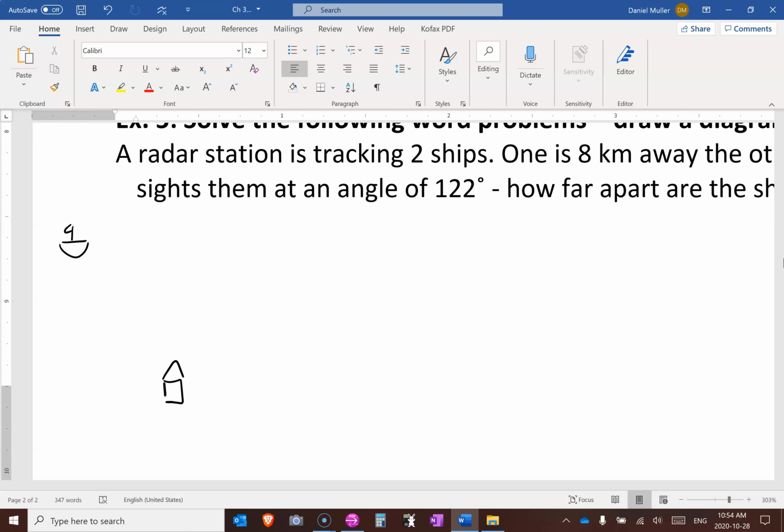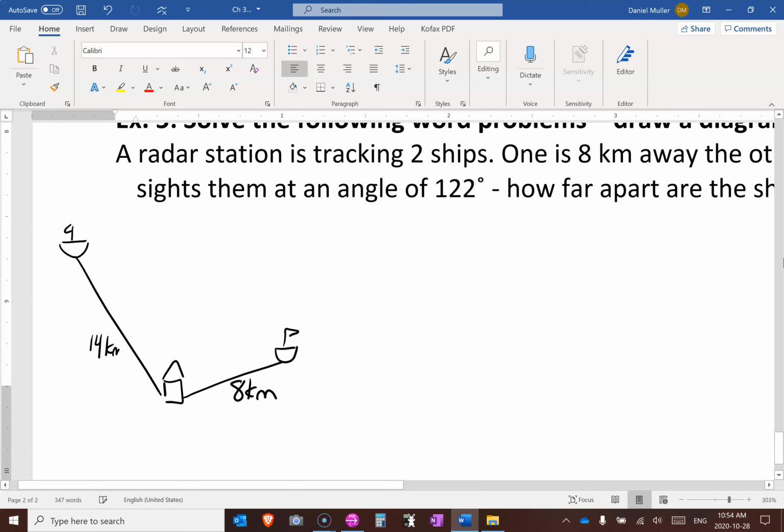And it sights them a little bit differently. One is at 8, so maybe this one here. This is 8 kilometers away, and it sights this one at 14 kilometers. And the angle between them, that's what it means when it says it sights it, the angle between is 122 degrees. That's my radar station, and it wants to know how far apart these ships are.